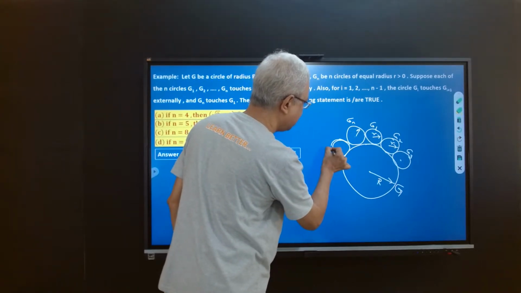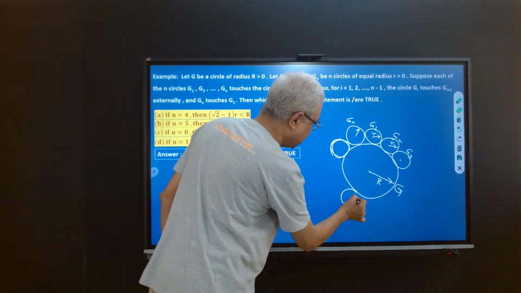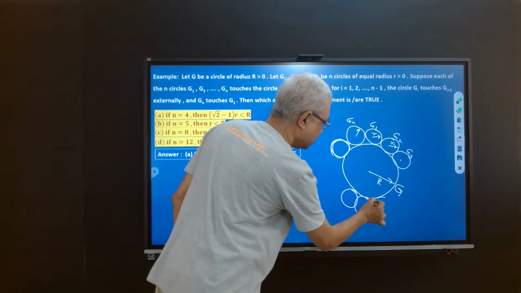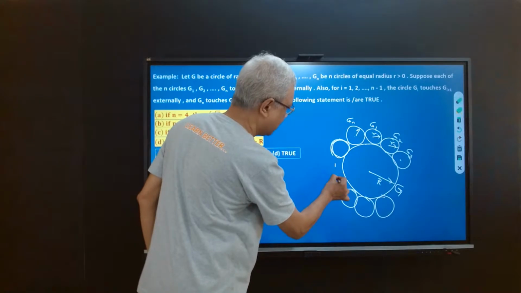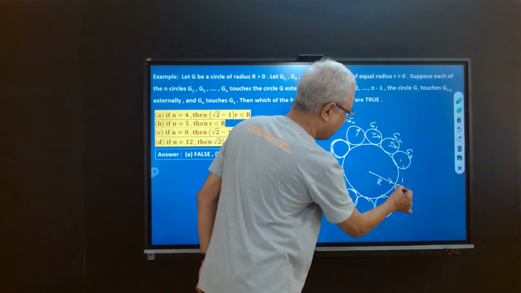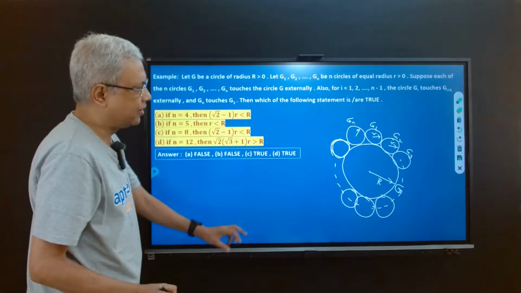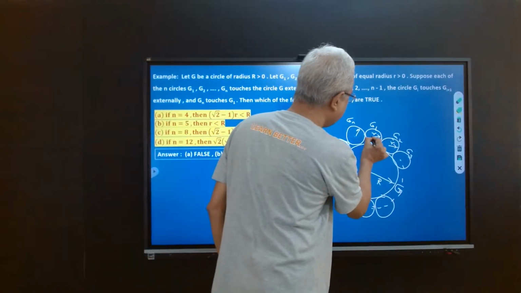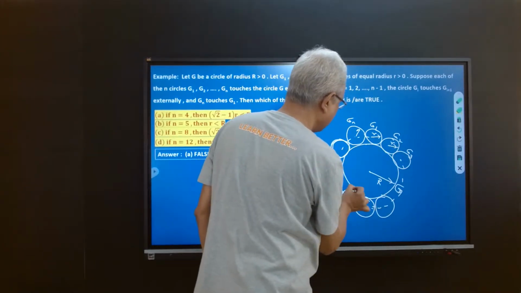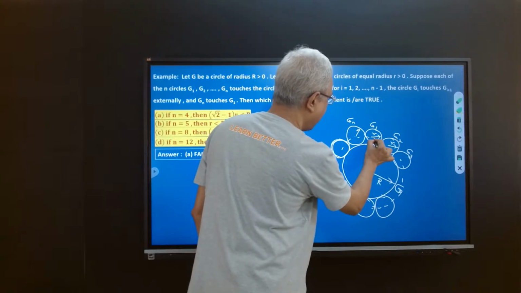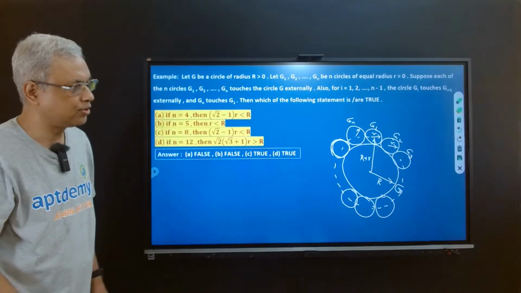So it is a nice geometrical structure. All the circles are like this, one touching another, and in that manner it continues. That means all the centers of the circles lie on a bigger circle whose radius is R plus small r. Up to this, there is no doubt.